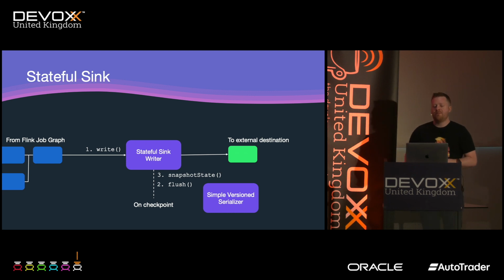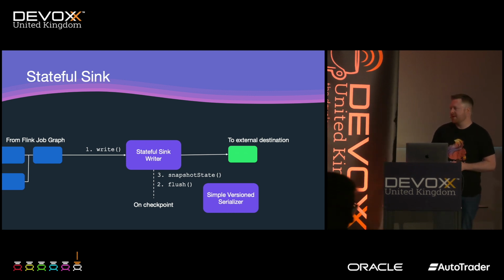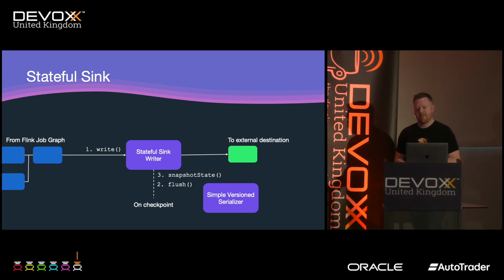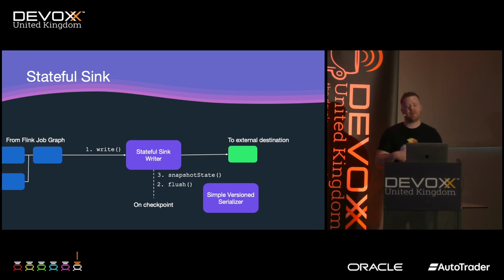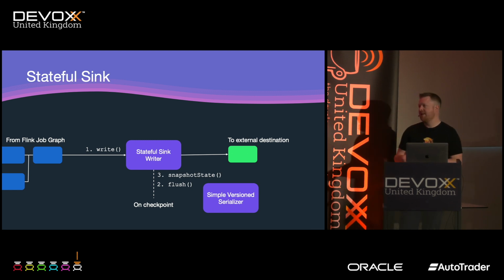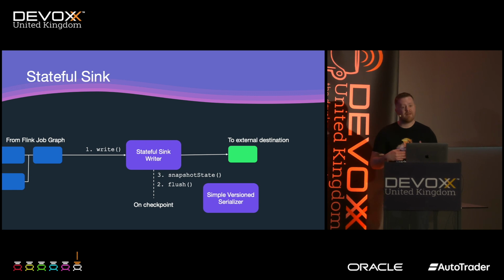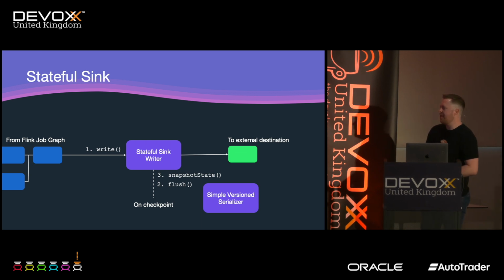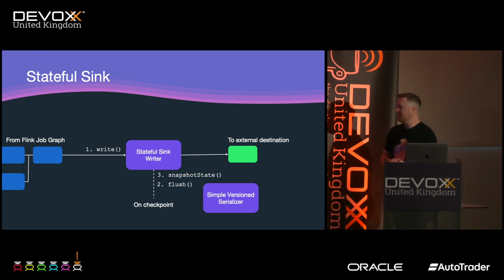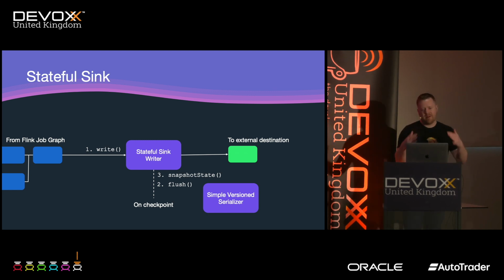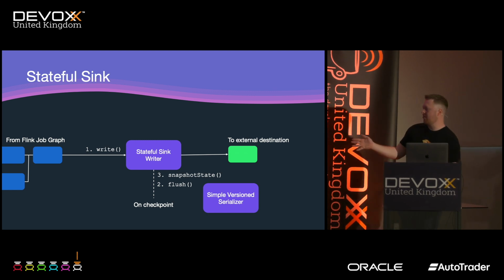The next one we have is a stateful sink writer. If you need state, for example, when Flink takes a checkpoint, you might want to store some intermediate results or buffered records into state so that when you restart your job, you still have that data available. Then you implement the stateful sink interface, and you have an additional method called snapshot state, which Flink invokes, and then you basically use a simple version serializer to serialize your state.